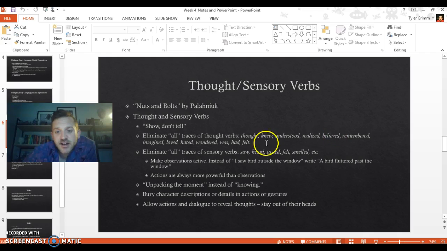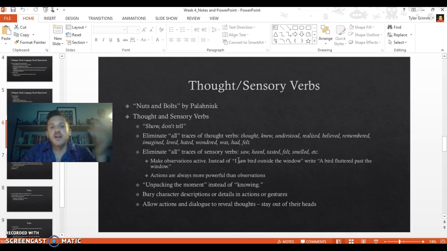So instead of saying, I knew she was sad, for example, show us why she was sad. Show us the tear running down her cheek and the corners of her lips curled downwards. That forces the writing to be more visual, more active, and it forces the reader to be a more active part. And then same thing with sensory verbs like saw, heard, whatever. Instead of saying, I saw a bird fly outside the window, say a bird fluttered past the window. We know that it is the narrator who is seeing it.